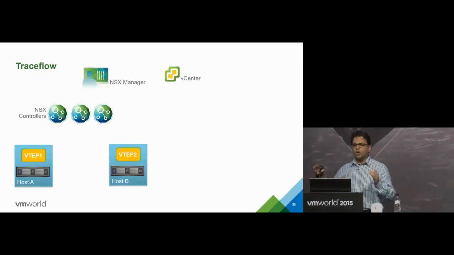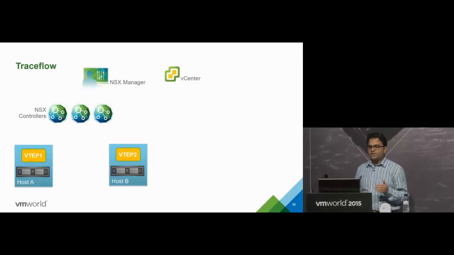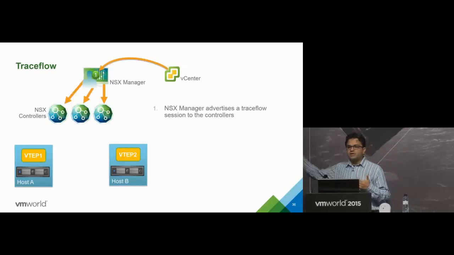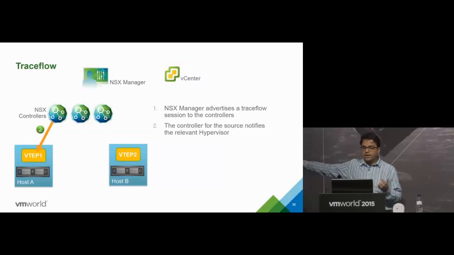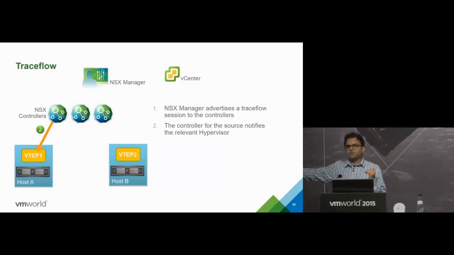As an admin, you will log into vCenter and say, I want to trace a packet flow between host A and host B. Your NSX manager will receive the information and feed it into the NSX controller. And remember, this is a special trace flow packet. The NSX controller responsible for host A will send it to the relevant hypervisor, telling it, Mr. Hypervisor, this is a special packet. You need to inject it into the network on this VM's behalf.